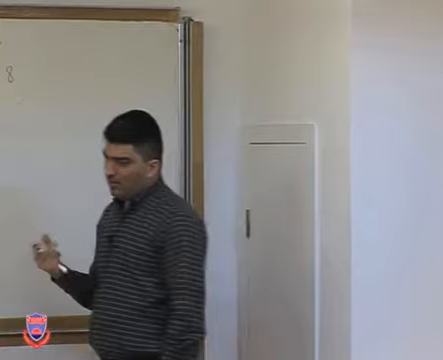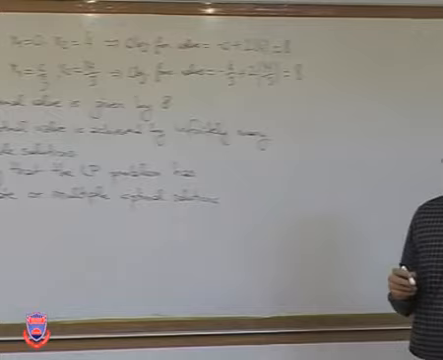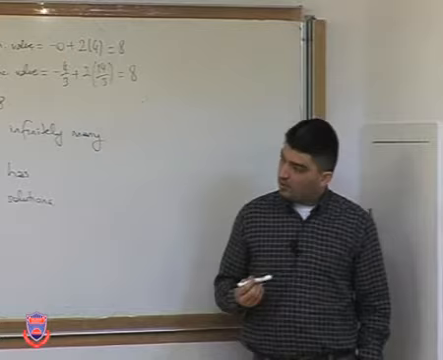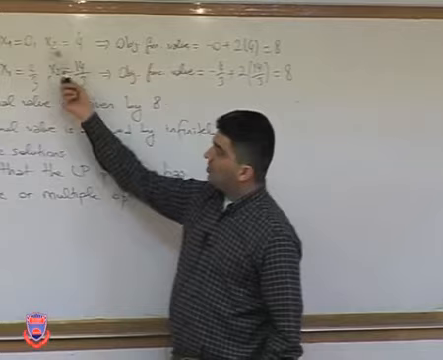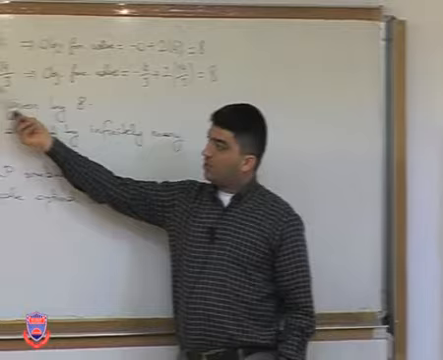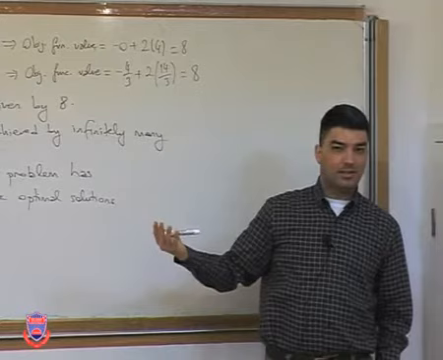So let me briefly talk about what it means to have multiple optimal solutions. Think of this as a production planning problem of some sort. x1 is the number of units of the first product I'm going to produce. x2 is the number of units of the second product I'm going to produce. So basically what this tells you is the following. For this particular production schedule, you get a profit of 8. For this different production schedule, you still get a profit of 8. So these two production schedules are indifferent in some sense.